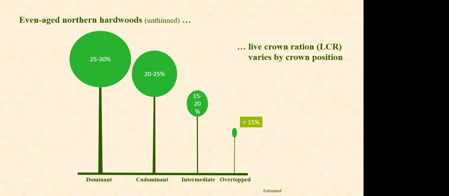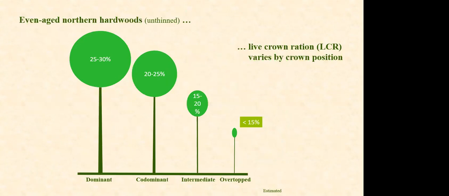Now contrast that with even age northern hardwoods, unthinned. I don't have actual measurements here, but over the years I've taken classes to even age stands, and I always ask them to tell me what's the live crown ratio of trees in different crown positions. And they always come up with about these figures. The dominants have a 25 to 30% live crown ratio, unthinned now. The co-dominants about 20 to 25%. The intermediates about 15 to 20. And the overtopped trees generally less than 15%.